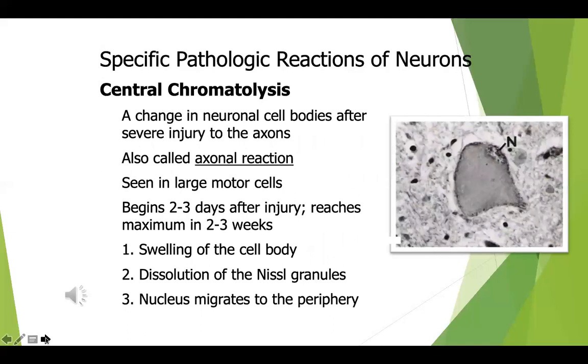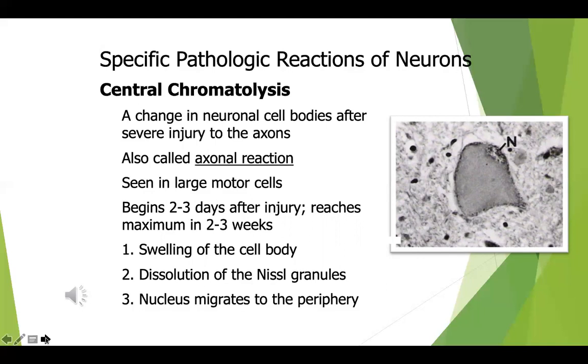Now we move on to the specific reactions of the neurons to other forms of injury. The first one is central chromatolysis. This happens in the neuronal cell bodies after severe injury to the axon. Say, for example, the axon got severed, the neuron cell body will also react in the form of swelling of the neuron cell body, dissolution of the Nissl granules, and the nucleus migrates to the periphery.